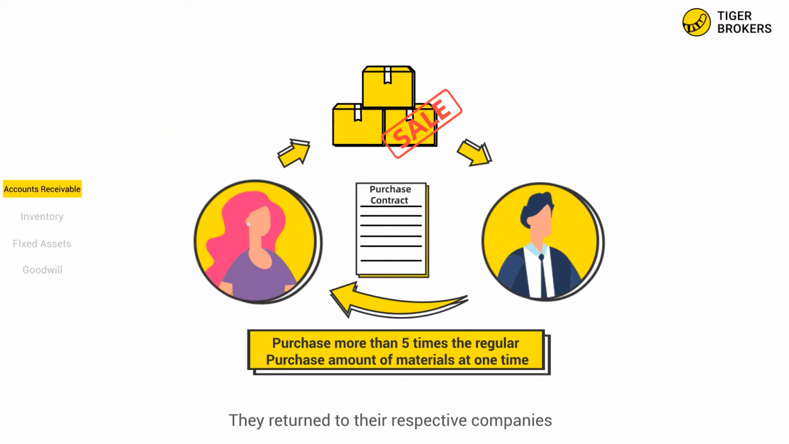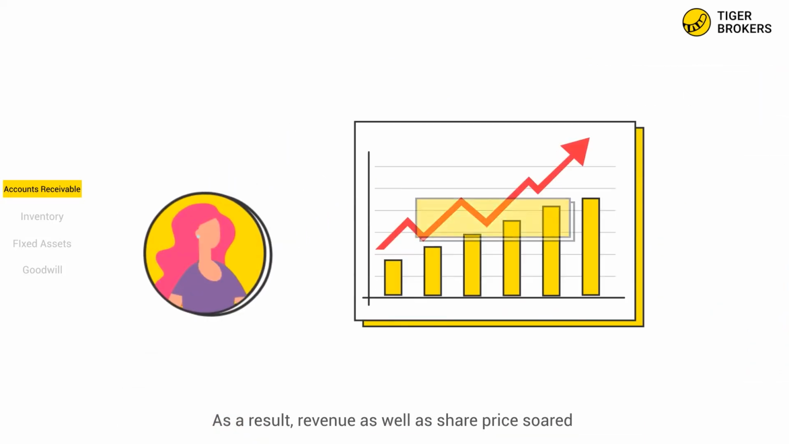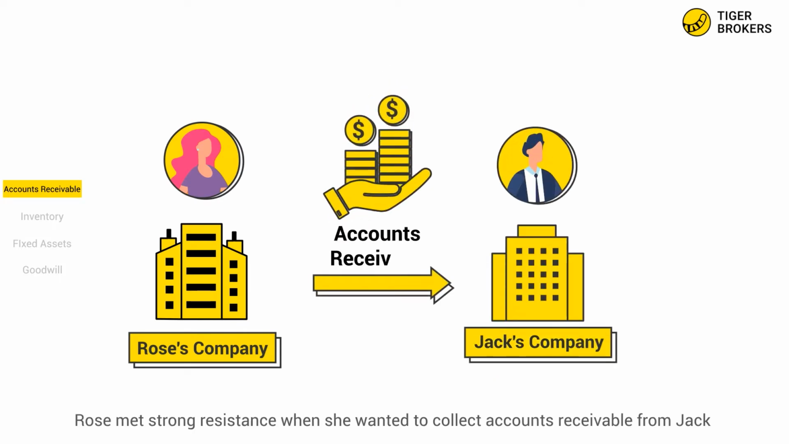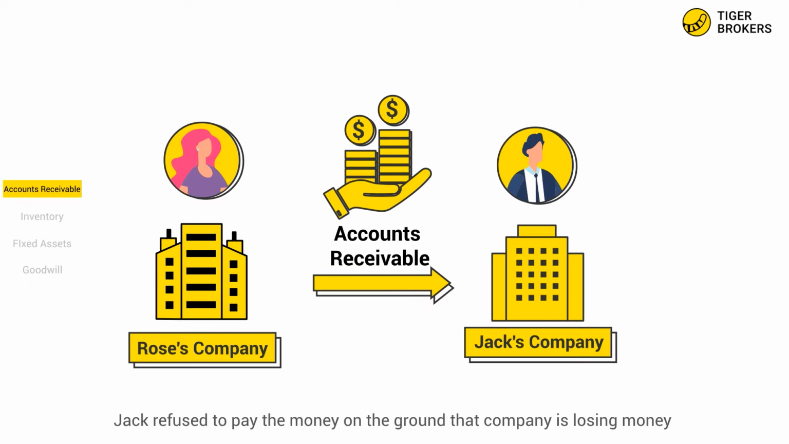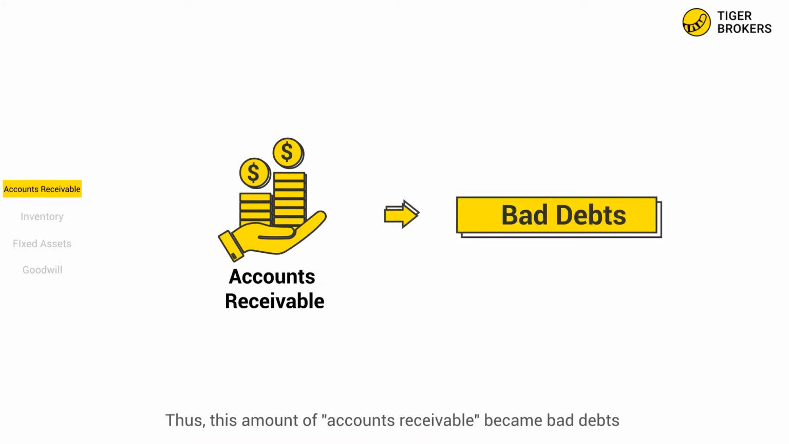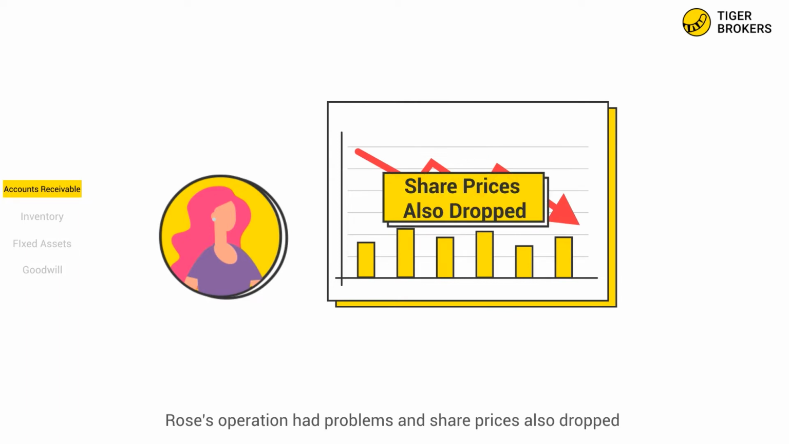They returned to their respective companies and immediately commenced their questionable practice. On the basis of this contract, Rose booked in her company's financial report a huge increase in accounts receivable. As a result, revenue as well as share price soared. However, it soon backfired. Rose met strong resistance when she wanted to collect amounts receivable from Jack. Jack refused to pay the money on the ground that his company is losing money. Thus, this amount of accounts receivable became bad debts. Due to the lack of capital, Rose's operation had problems and share prices also dropped.